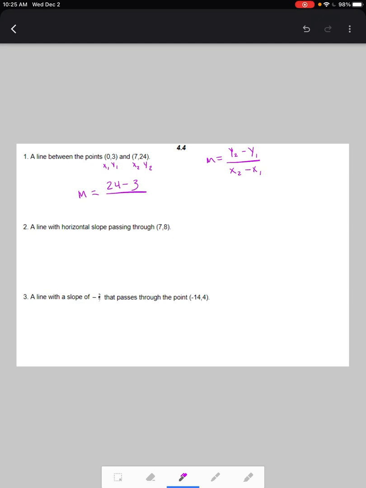So 24 minus 3 over 7 minus 0, we'll be left with 21 over 7. If we do that division, we'll get an answer of 3. So now we can take that and try y equals mx plus b. We have an m value, and we can use either of these pairs. We can use this one, or we can use this one and set up our equation.